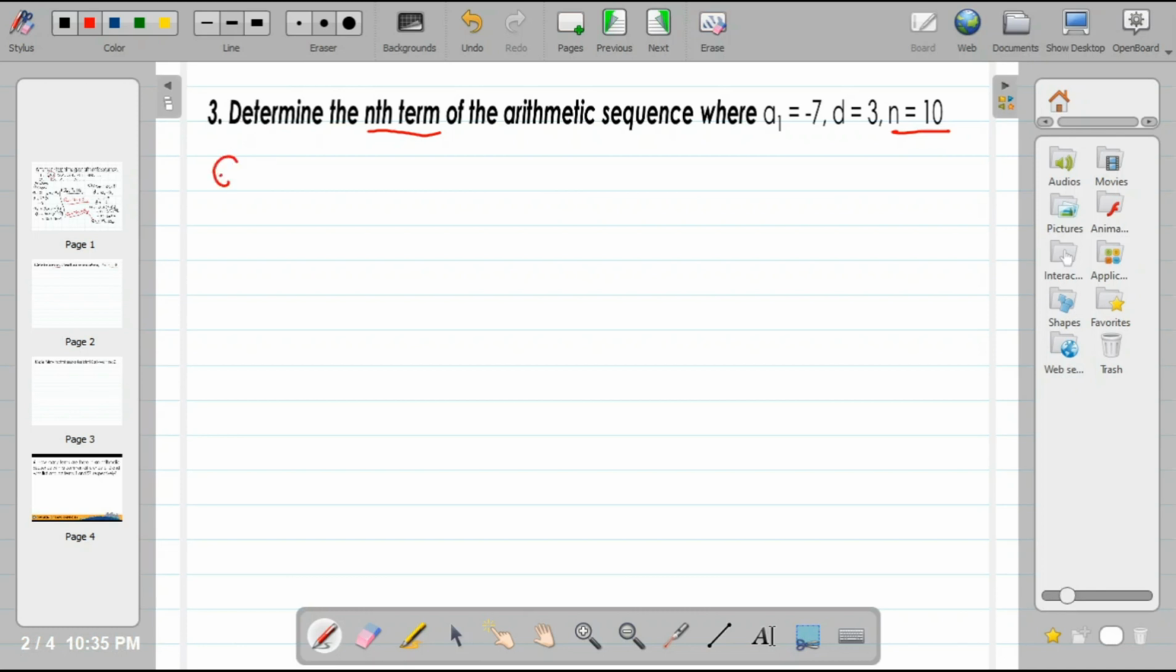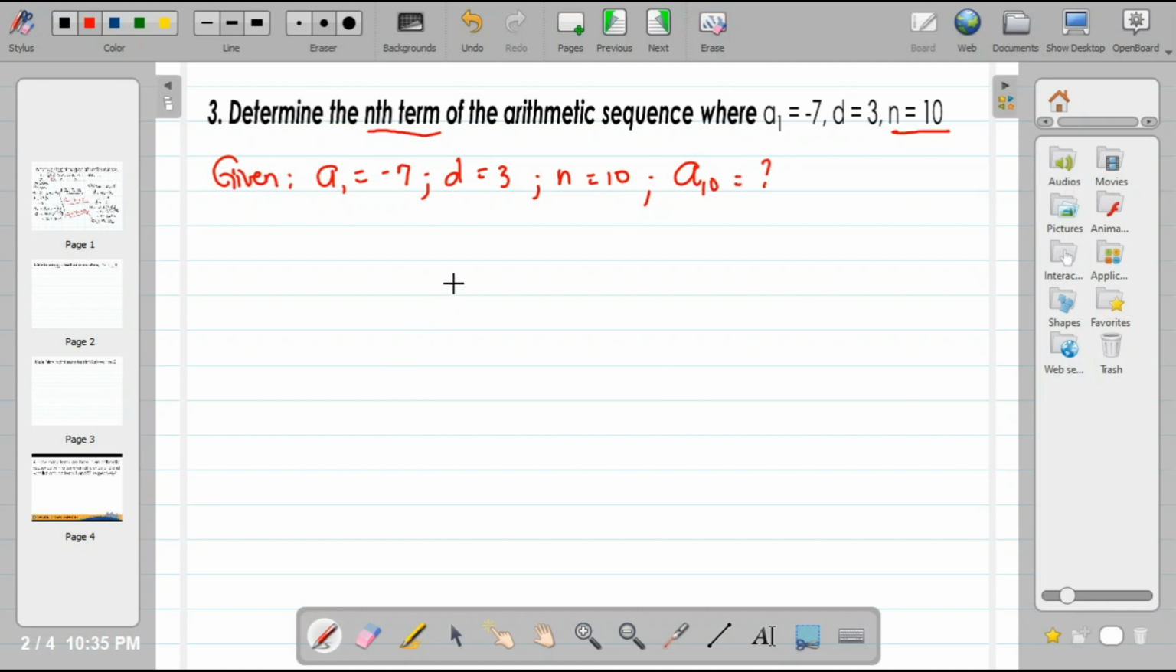So again, the first thing that we have to do is to identify the given. What is our a sub 1? Our a sub 1 is negative 7. Our common difference, no need to solve, it is already 3. Our n is equal to 10. And then again, what we are looking for is your a sub 10.